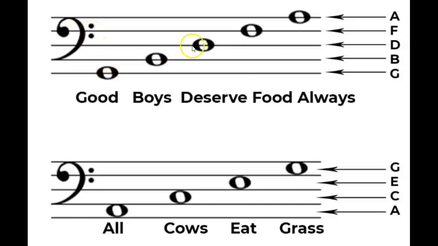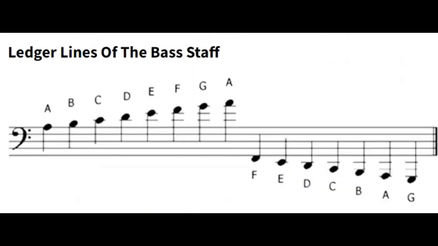We say Gary Bags does funny acts, but this will also work. Good boys deserve food always. And all cows eat grass. So this you need to know for this week. Your ledger lines a lot. I know that that is middle C, A, B, C, D, F, E. I'm not going to ask higher than that.